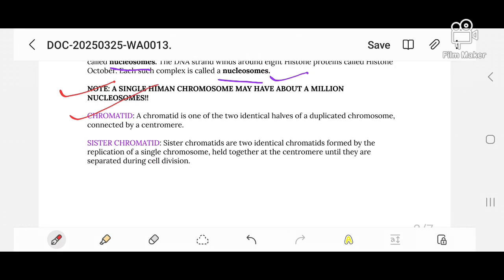So let's go through the definition again. Chromatid is one of the two identical halves of a duplicated chromosome. We must mention duplicated chromosome connected by a centromere. Definition will come. Sister chromatid. Sister chromatids are two identical chromatids formed by the replication of a single chromosome held together at the centromere until they are separated during cell division.